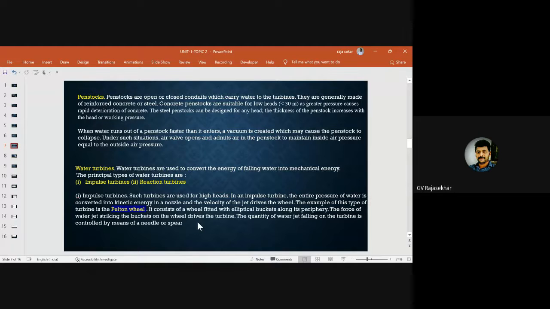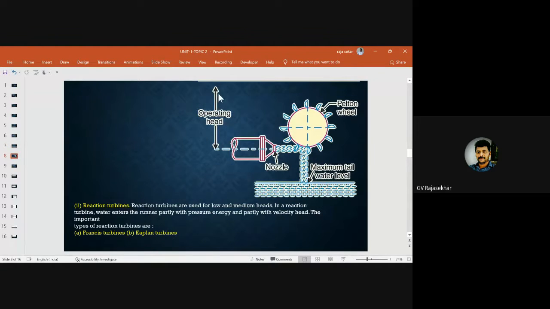So this is the head from where water is coming, and it will enter into this nozzle. And from this nozzle it will be sprayed onto these bucket-shaped blades that are kept on the wheel. This is the Pelton wheel, and on the Pelton wheel there are some bucket-shaped blades. When water hits this, what will happen? This blade will go with a force, and this entire system will be rotating.